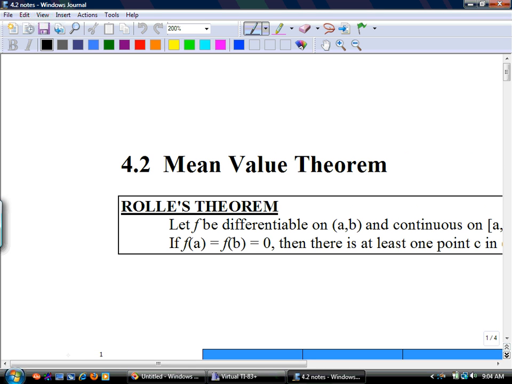Okay, so we're going to learn two new formulas, rules, theorems.